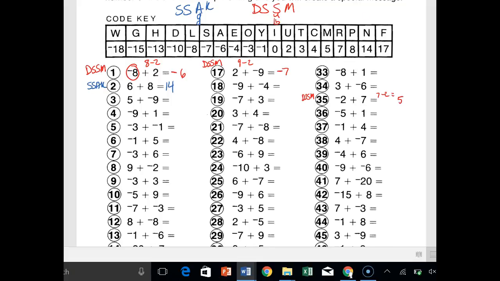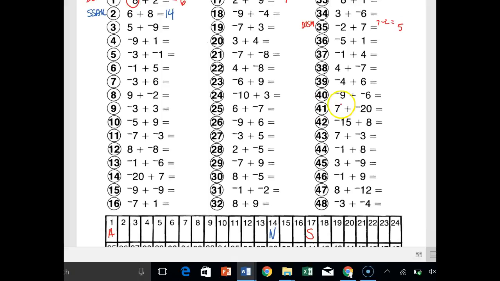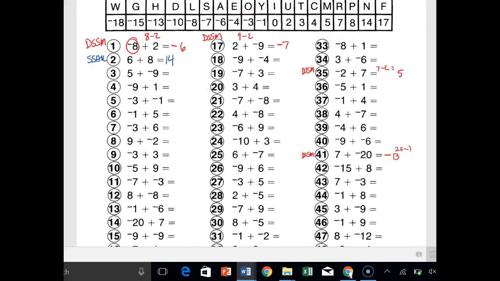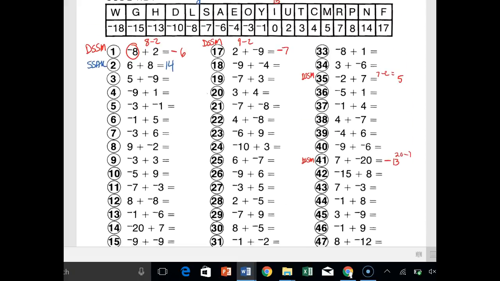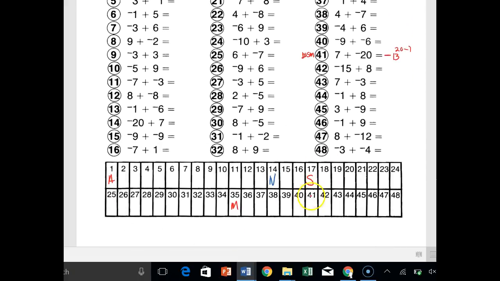Let's try more problems here. 41, that's a DSSM. This time I have more negatives, so my answer is going to be negative. I'm doing 20 minus 7 in my head, so that's negative 13. So looking for negative 13. There it is, it's H. So on 41 I put H. Notice, don't cross off the letters because you're going to use them multiple times.